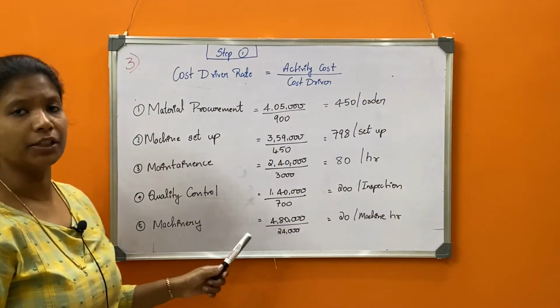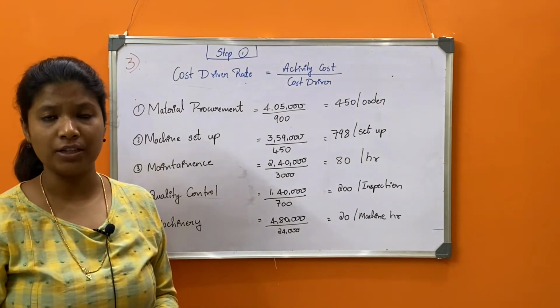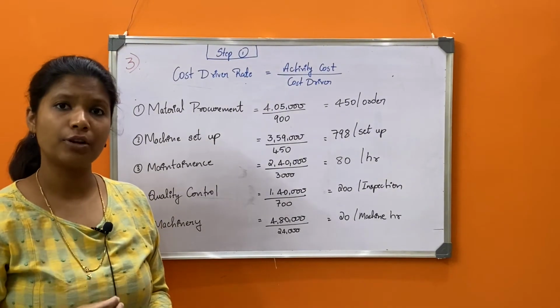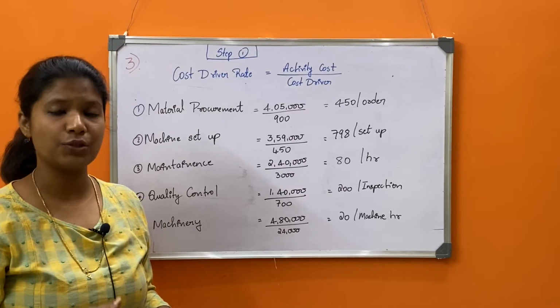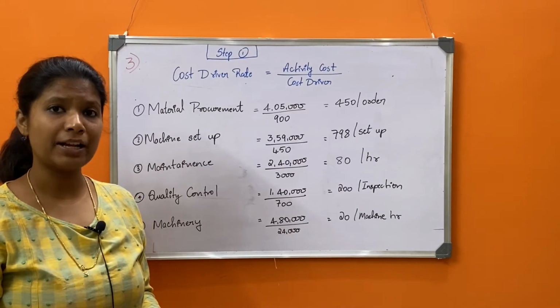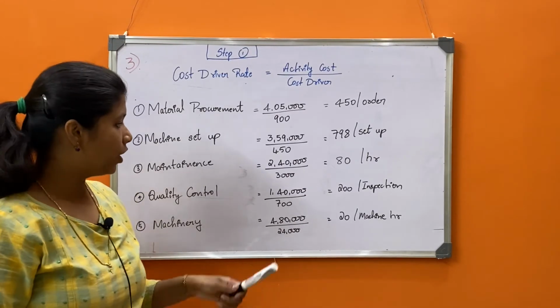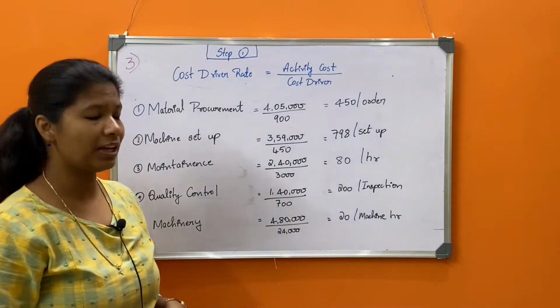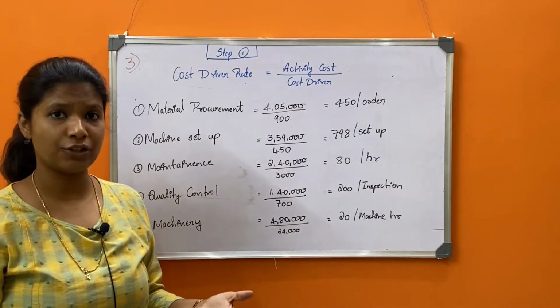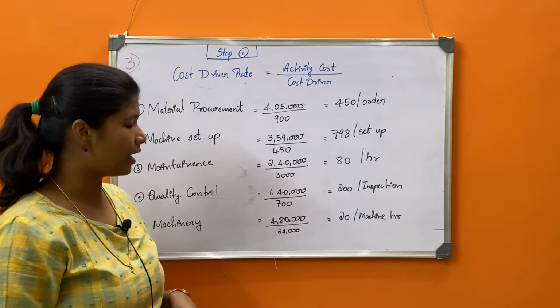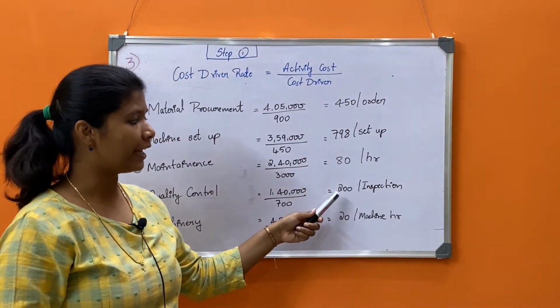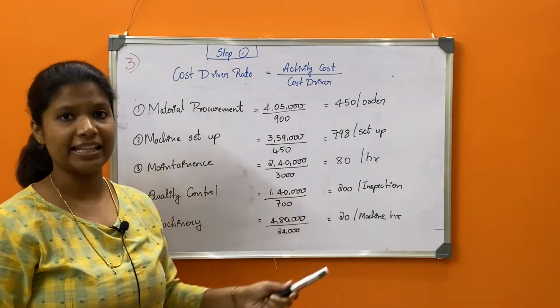Fourth, quality control. That means you need to inspect the machine so that the quality of the product is not reduced. So every now and then you need to inspect or check the machinery. That was the cost of 1,40,000 divided by how many inspections the company does, a total of 700. That comes up to a rate of 200 every inspection.